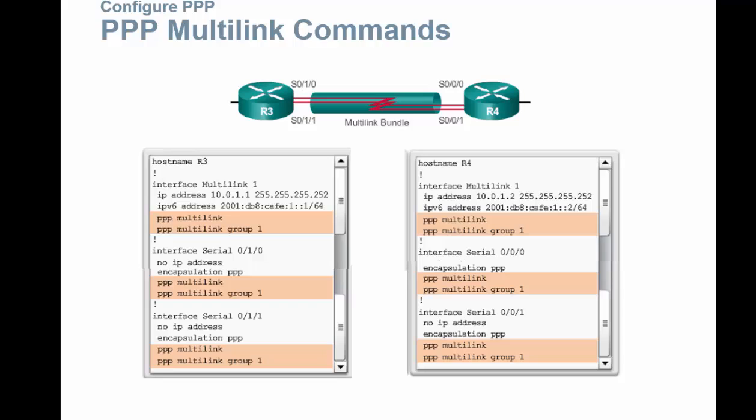So here in the example you see for router 1, it says interface multilink 1. We have our IPv4 address. We have an IPv6 address. Then we tell it that it is PPP Multilink, and then we tell it PPP Multilink Group 1. And the same thing is set up on router 4 here, so that those portions are in agreement. They're on the same network for each multilink group, but the multilink groups can go across different serial interfaces, as you see here.